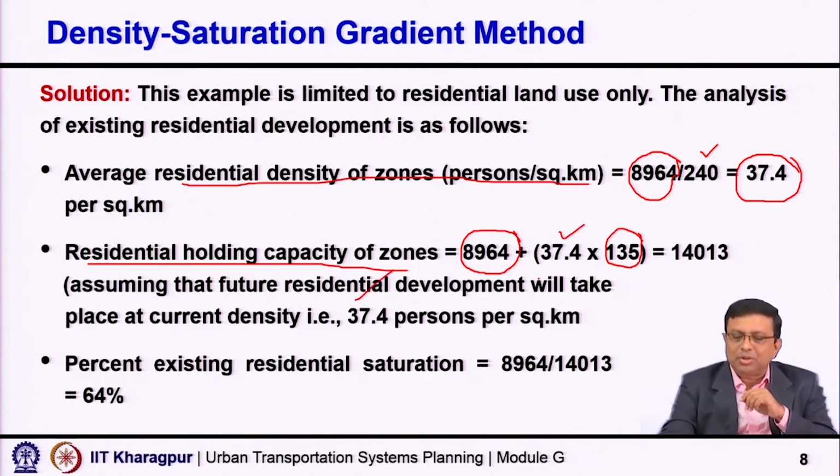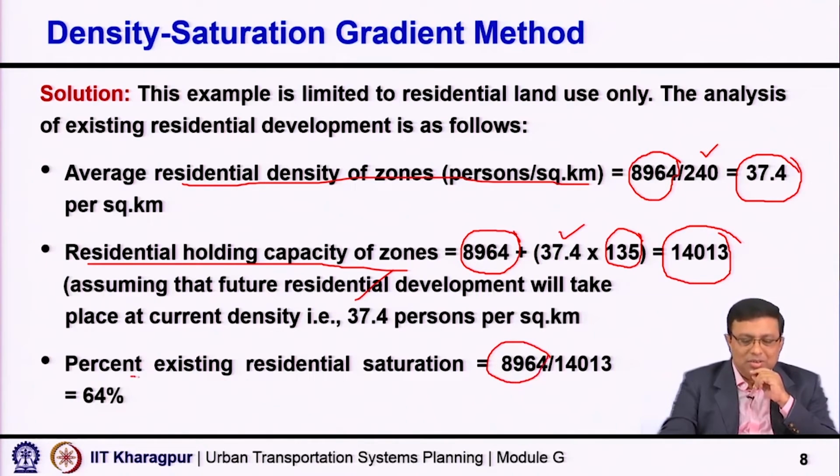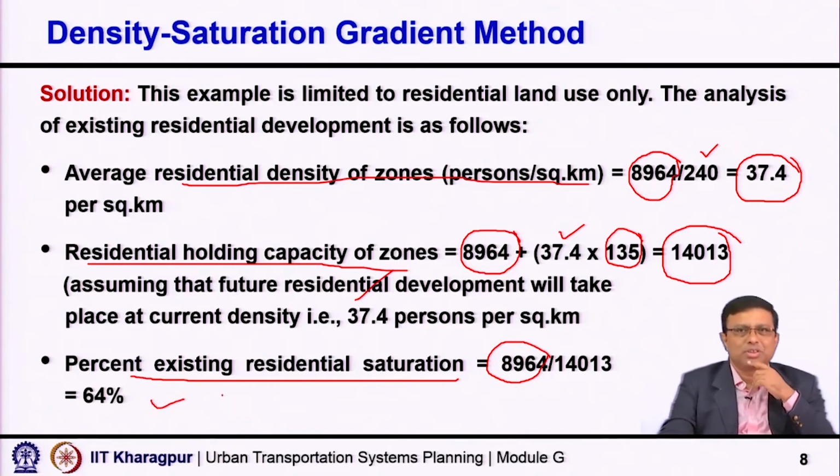Multiplied by 37.4, we get that the holding capacity is 14013, whereas presently how many people are there? 8964. So, what is the percentage saturation now? What is the percentage of existing residential saturation? 8964 present population divided by holding capacity. So, we get 64% saturation, that is there today.